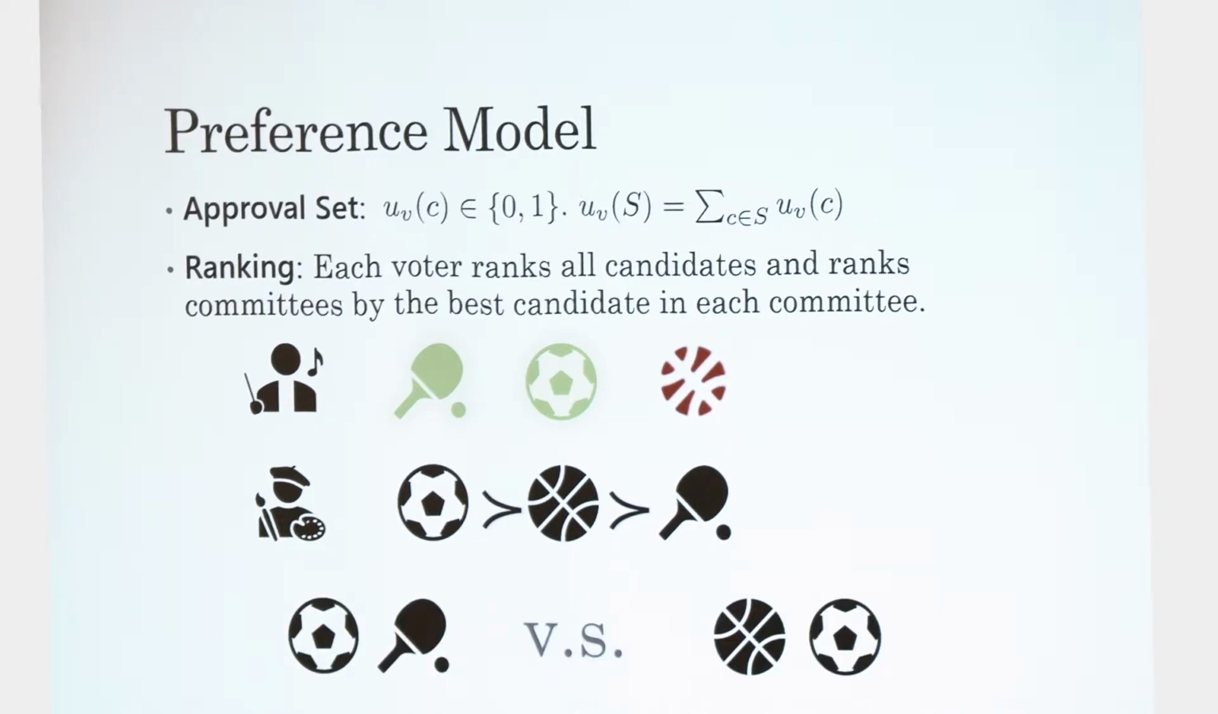So let's consider the following 2 committees. The first committee is soccer ball and table tennis. The second is basketball and soccer. So for the first person, because he likes 2 candidates in the first committee, but only 1 candidate in the second committee, he will prefer the first to the second. And for the second person, because his favorite candidate in the first committee is soccer, and his favorite candidate in the second committee is also soccer, by our definition, he is indifferent between the 2 committees.